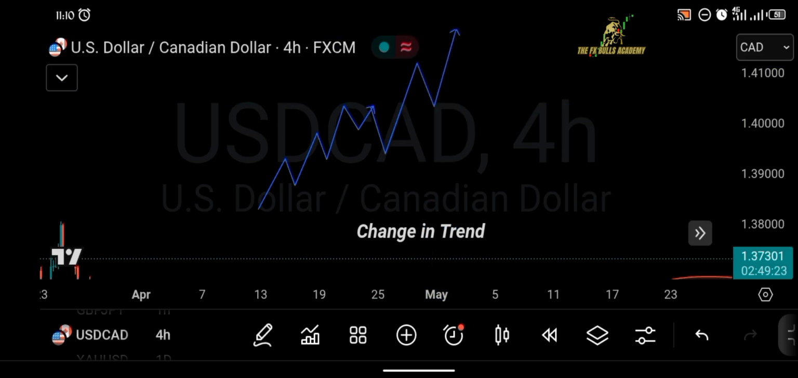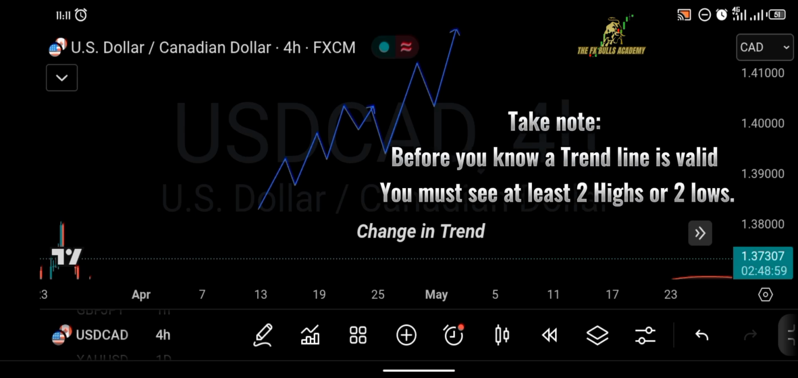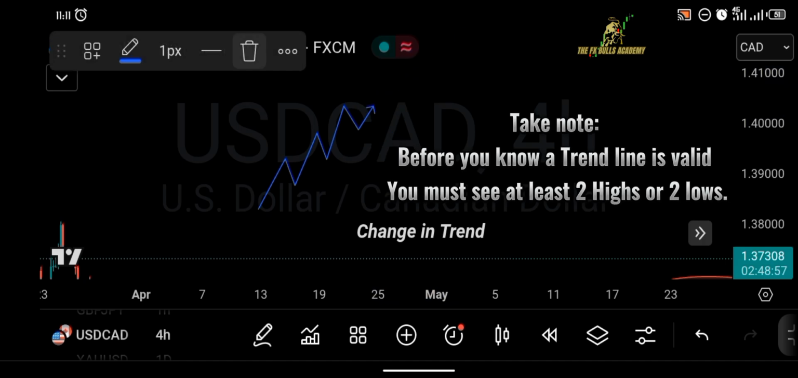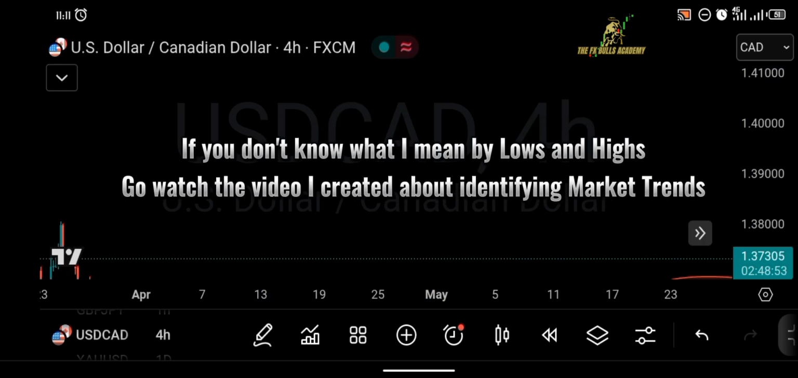So if you have to trade a change in trend, you must have at least 2 highs or 2 lows before you can know that yes, this trend has changed. And that's just the same way for drawing your trend line. If you want to draw your trend line, as I've always been bringing this to you guys, you must have at least 2 highs or 2 lows before you can draw your trend line. So now let me go to the trend line part.